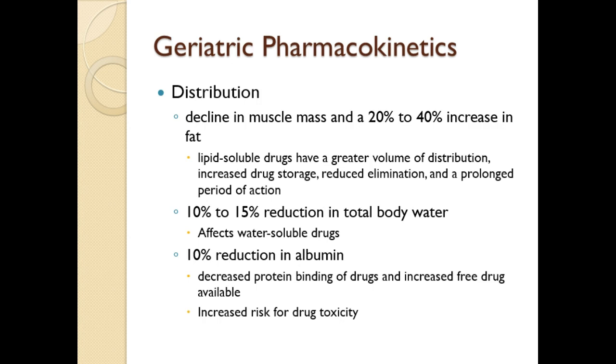A decline in muscle mass and fat will result in reduced distribution. With the fat increase, it will increase also the distribution of the lipid-soluble drugs, but it will also decrease their elimination as well as result in drug accumulation because the drug effects will have a prolonged period of action. The decrease in total body water will affect the distribution of water-soluble drugs. A reduction in albumin results in more free drug being available. There's an increased risk for toxicity.